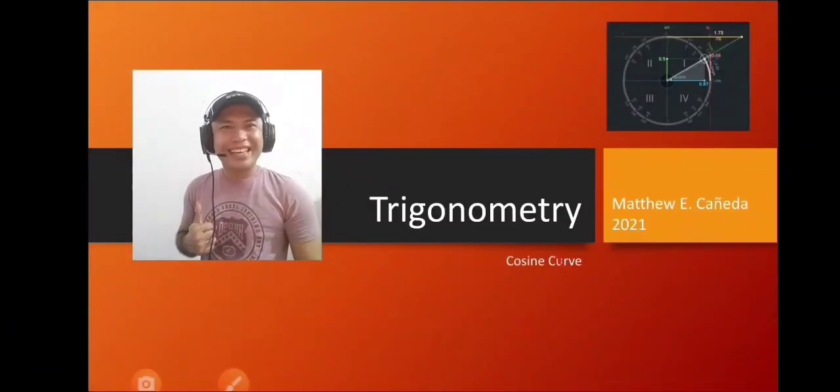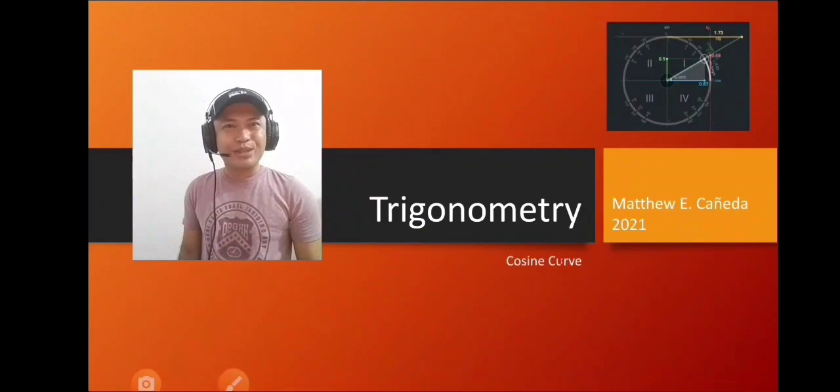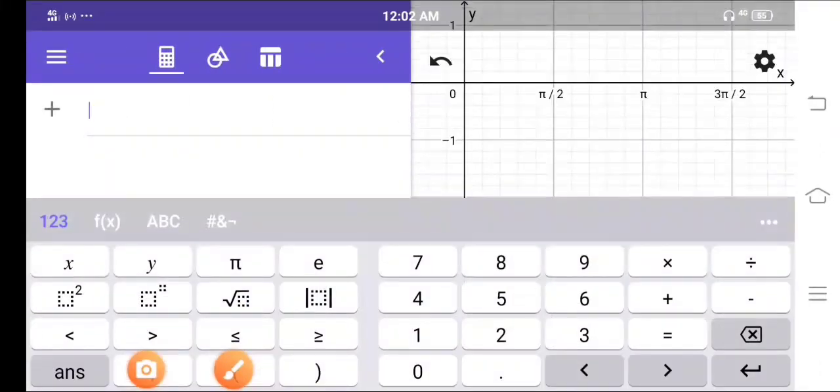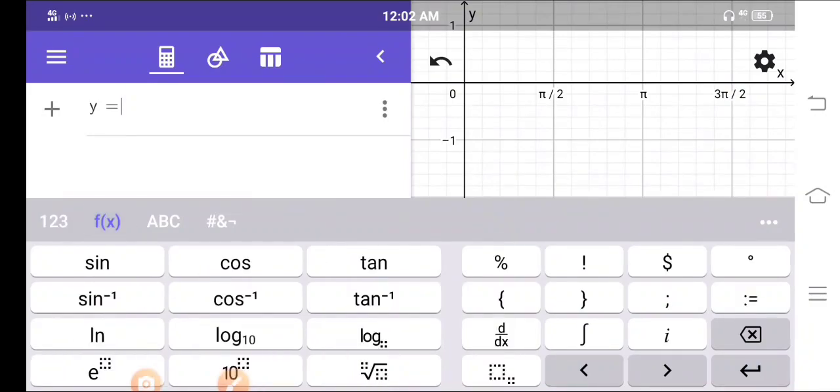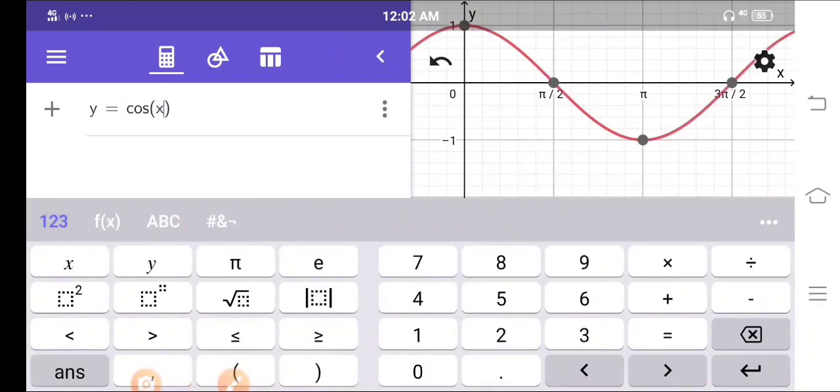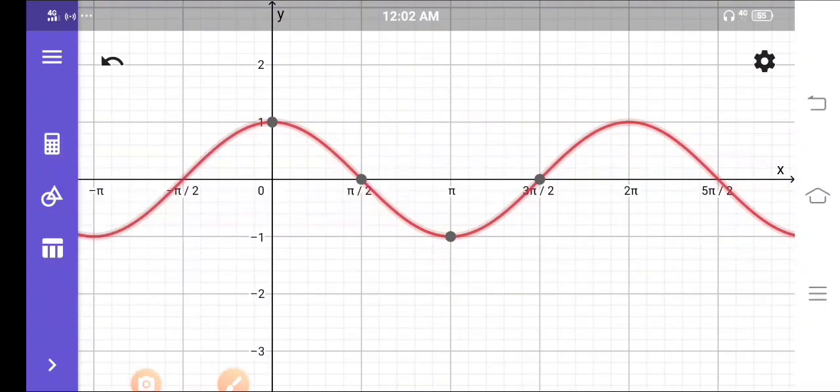Hi! In this video, the objective is to identify the properties of the cosine curve. Example. Given the function y is equal to cosine x, the graph looks like this one.